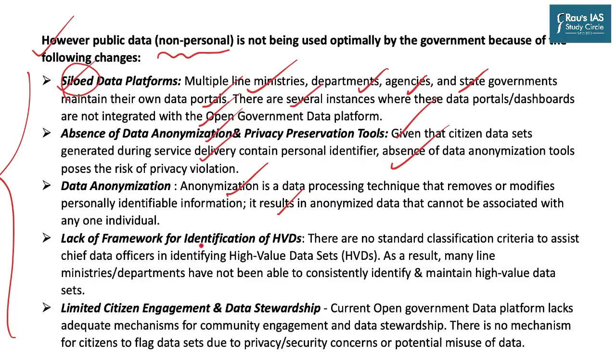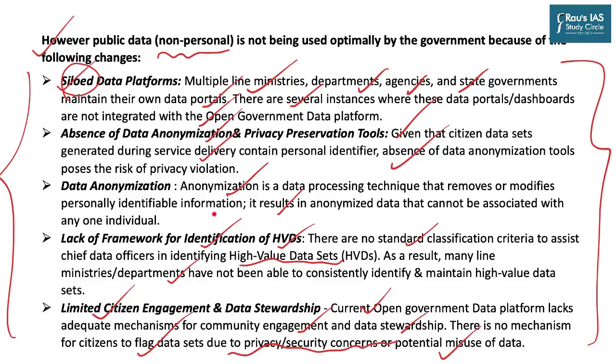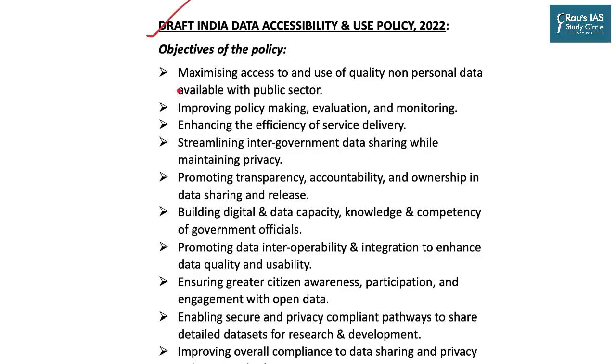Then at the same time, there is a lack of framework for identification of high value data sets or HVDs. There are no standard classification criteria to assist chief data officers in identifying such data sets. As a result, many line ministries and departments have not been able to consistently identify and maintain high value data sets. And then there is limited citizen engagement and data stewardship. Current open government data platforms lack adequate mechanisms for community engagement and data stewardship. There is no mechanism for citizens to flag data sets due to privacy, security concerns, or potential misuse of data. And unless and until these 5-6 challenges are met, we cannot go ahead and enable higher use of non-personal data in government policy making. And that is why government has come up with draft India Data Accessibility and Use Policy 2022 with a lot of objectives.